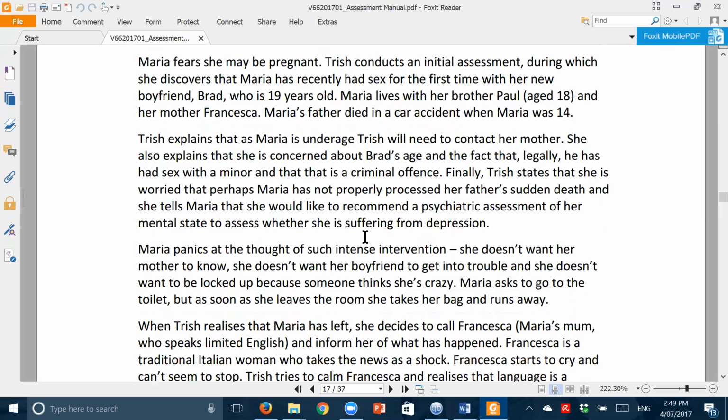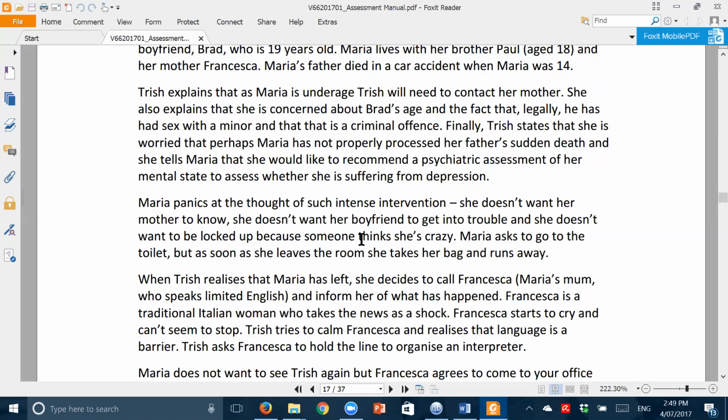Trish has then gone and followed through with Francesca's mum, which is the right thing to do, though not necessarily in the right way, because Maria's mother doesn't speak great English, and she just told her that her daughter's pregnant, maybe, which is maybe not the case. And as Maria is officially 16, she has a right to confidentiality, and at the age of 16, that doesn't mean that Trish should be telling her mother some private things like her daughter might be 16, might be pregnant.